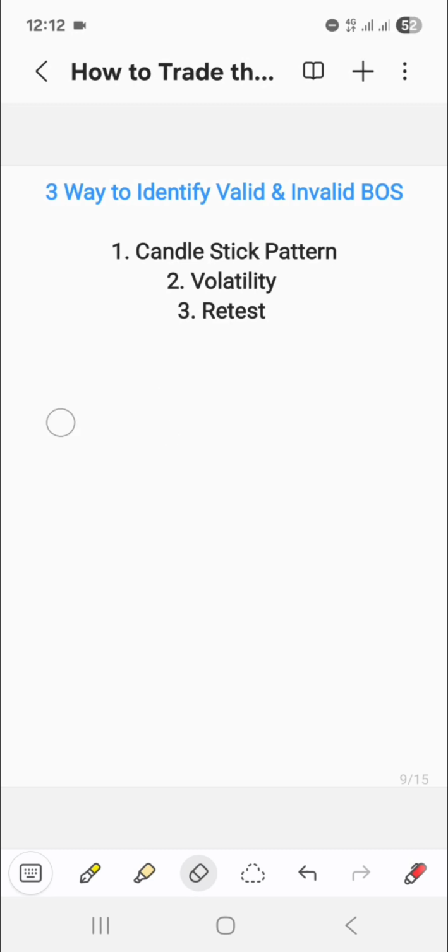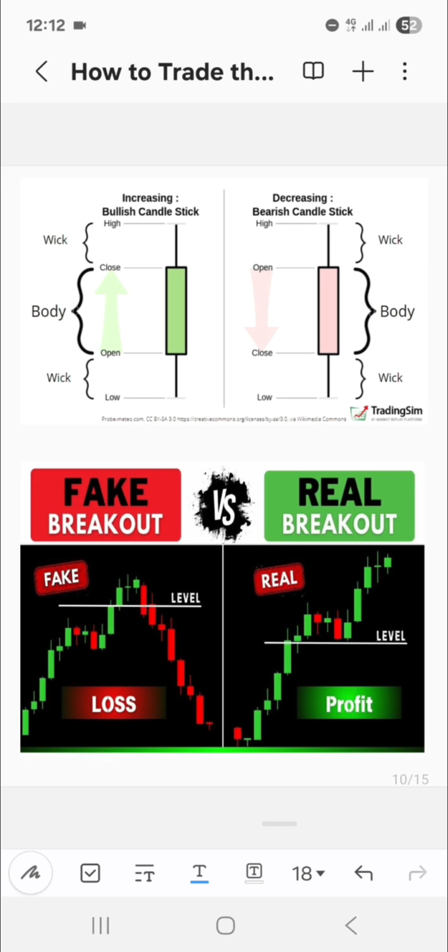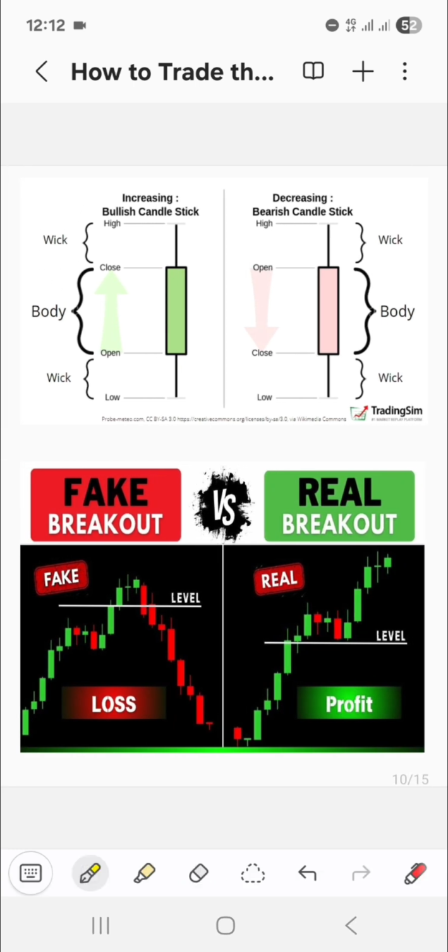So let me show you by picture the 3 ways. You can see right now, this is the candlestick. This is the body of the candlestick. This is what is called the body, and this is what is called the wick. This is the wick of the candlestick. And this is how to identify.